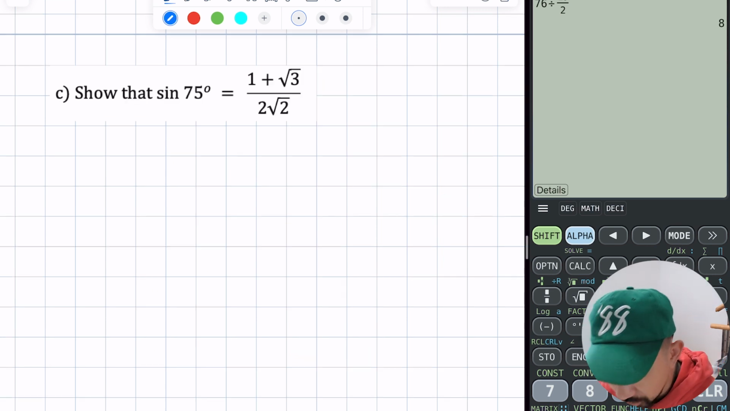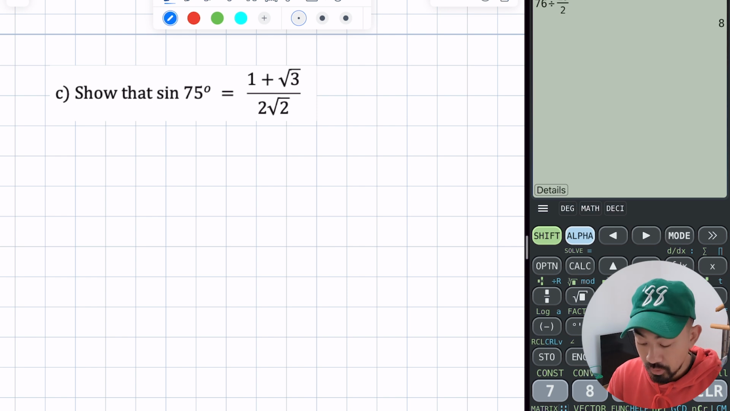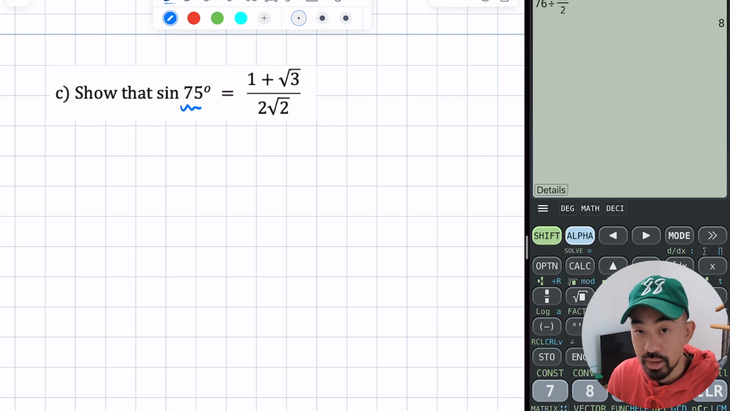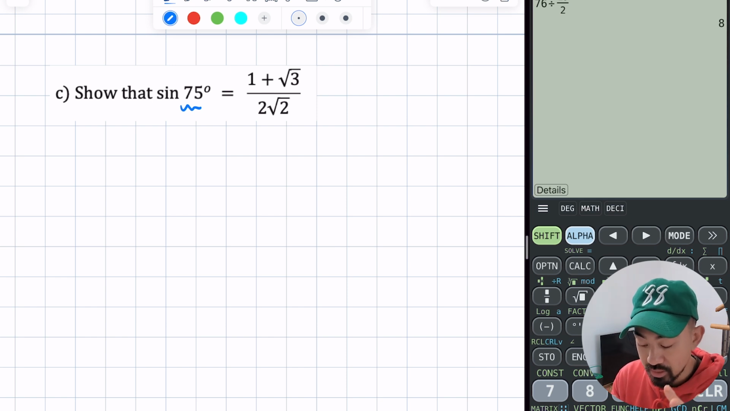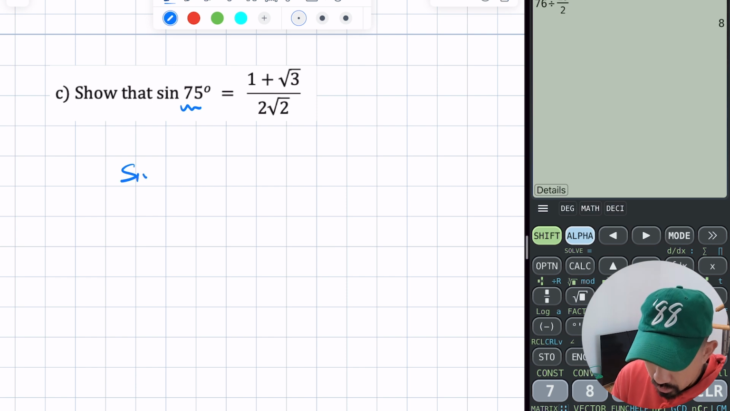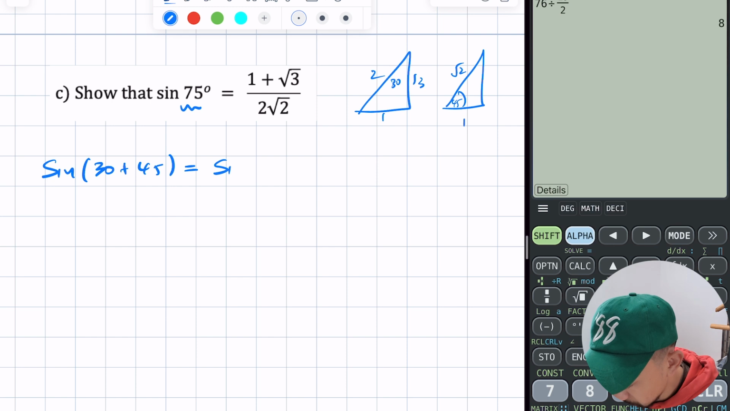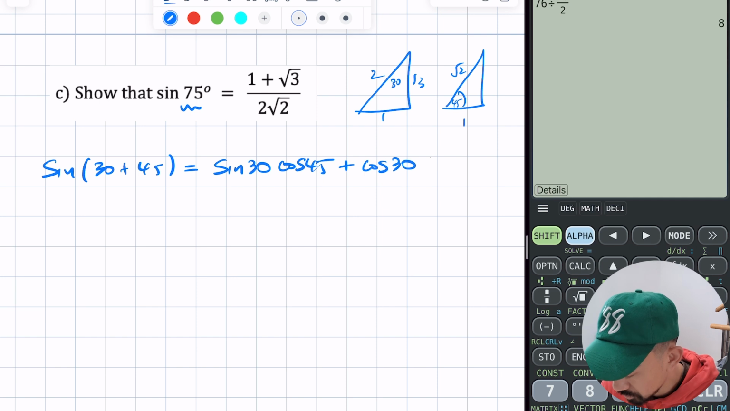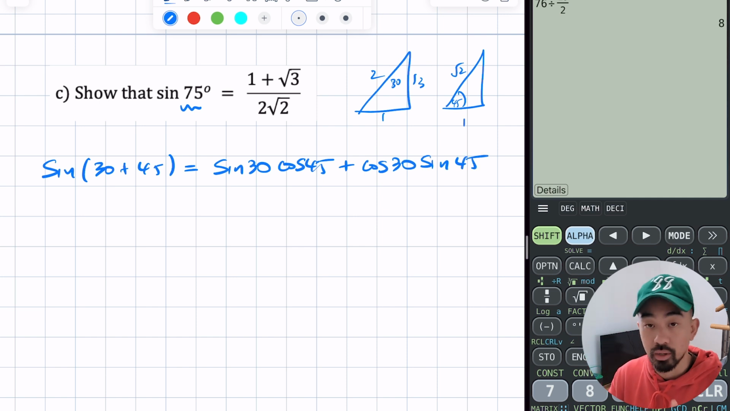All right, question C. Show that sine 75 degrees is equal to all that jazz on the right. Well, what you need to do here is split that 75 up into a 45 and a 30 to make up that number, because these are sum and difference trig identities. So sine 30 plus 45 is equal to sine 30 cos 45 plus cos 30 sine 45.